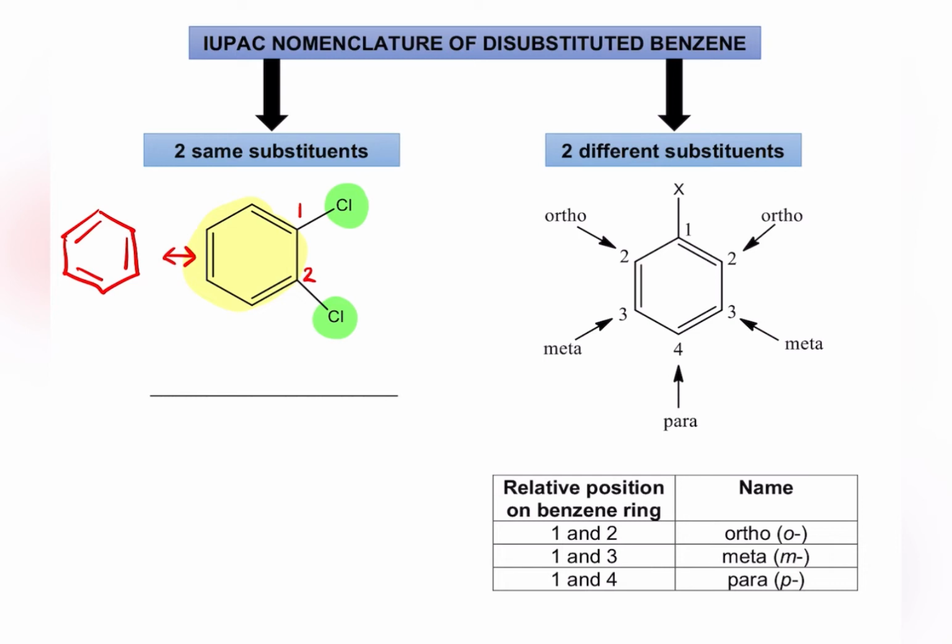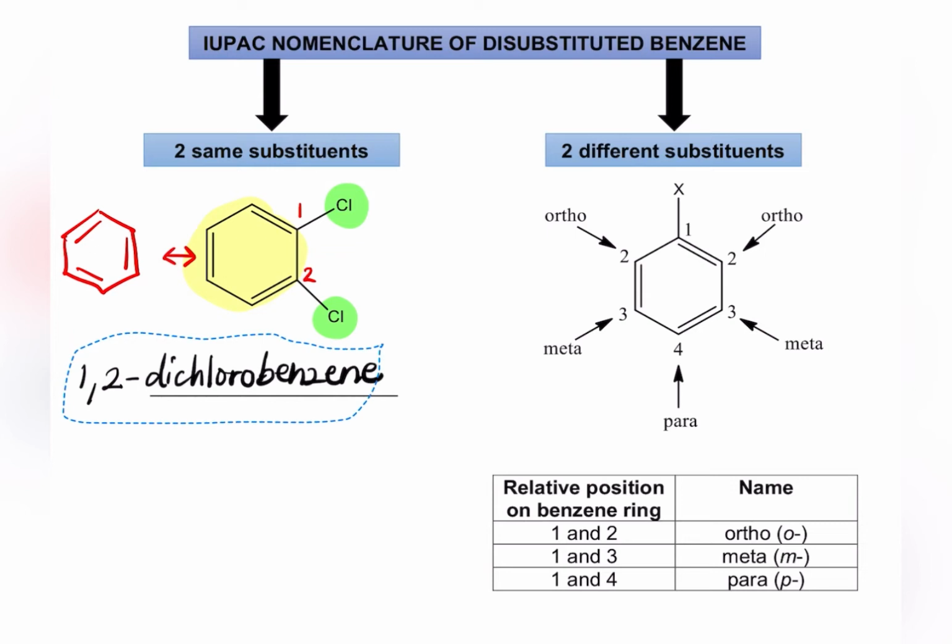How do you give the name? I'm going to start with my prefix, my substituent. So I got 1,2 dash, two identical substituents. You have to put di, and in this case it is chloro, and my benzene as the parent. So this is going to be my full name for this structure.